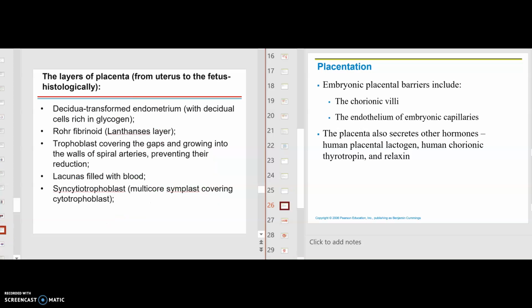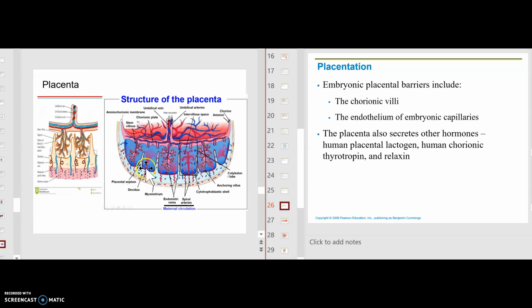Now if I look at the layers of the placenta, starting with the uterus to the fetus, I have the decidua, which is the mother's part, transformed endometrial. Then I have a layer called fibrinoid. Then I have trophoblast, covering the gaps and growing into the walls. Then I have some blood-filled spaces. And then we have the syncytial trophoblast, which is the portion of the trophoblast that contributed to the placenta. Here are some pictures that you can look at later that show the layers of the placenta.